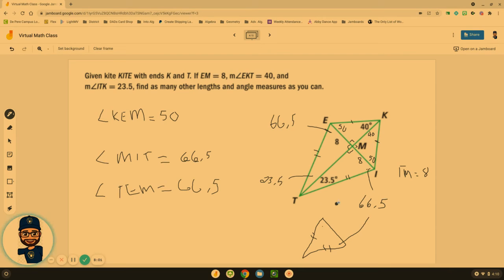So notice, just by having a couple of angle measures in this kite, we are able to find all of the other angle measures, going through the isosceles triangle properties to help us. Let's take a look at one more.